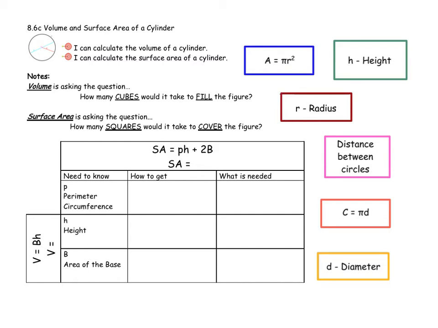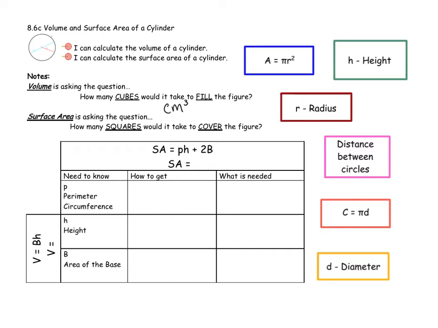Okay, so that brings us back to these two major questions that are being asked with volume and surface area. They're both asking how many blanks would it take to blank the figure. When we're talking volume, we're asking how many cubes, which means our units are going to be centimeters cubed or inches cubed or whatever the unit is cubed, would it take to fill the figure?